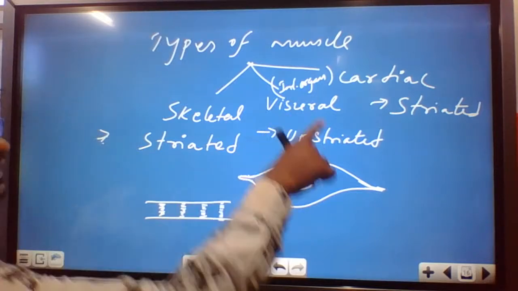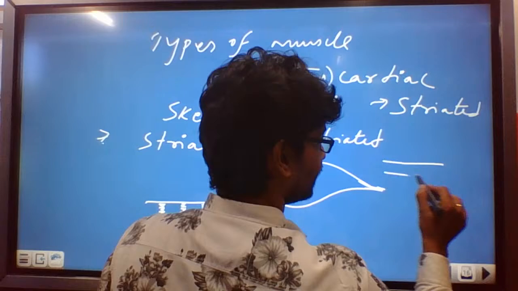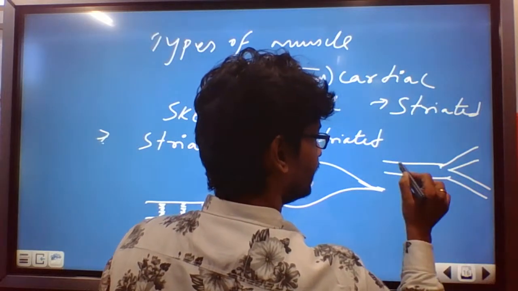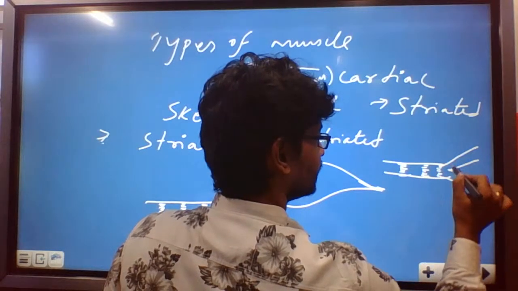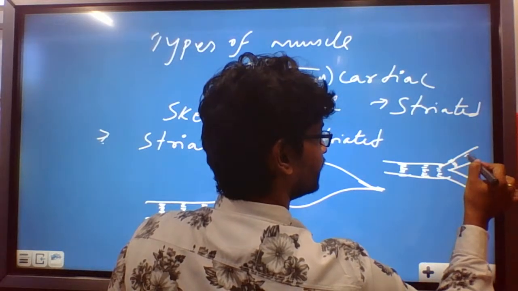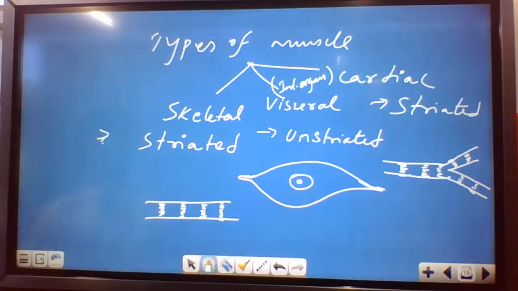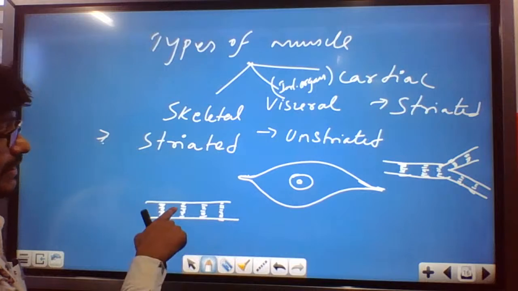But in the case of cardiac muscle, you could see branch-like structures. Here also you could see striations. I could see striations both in cardiac muscle as well as in skeletal muscles. In both cases I could see the striations.